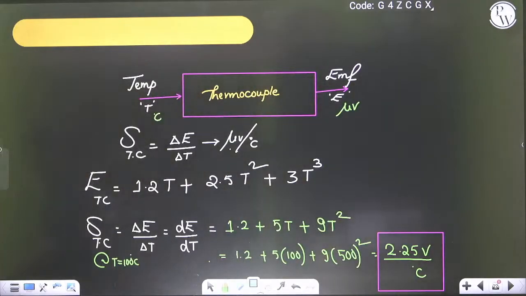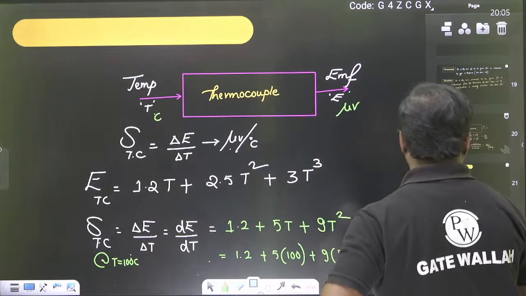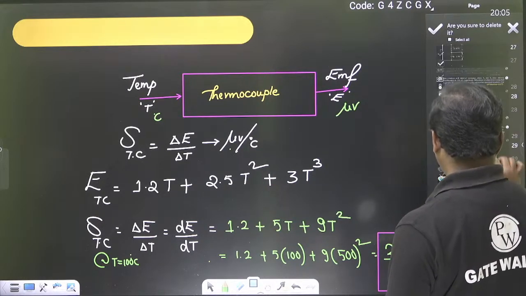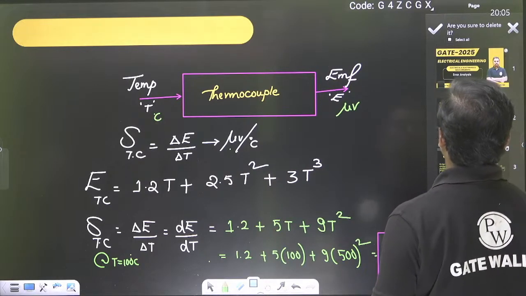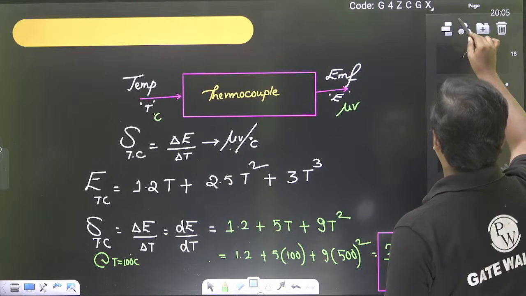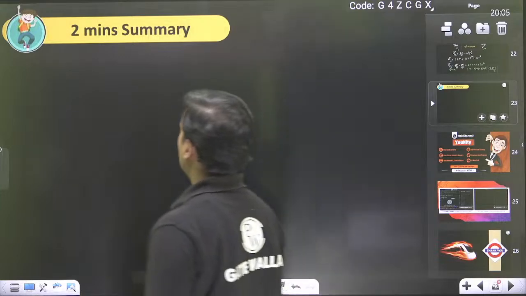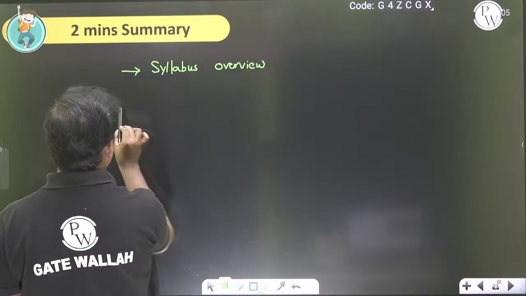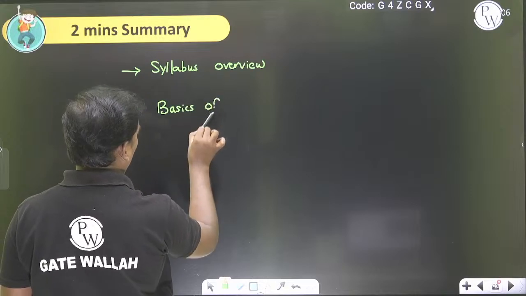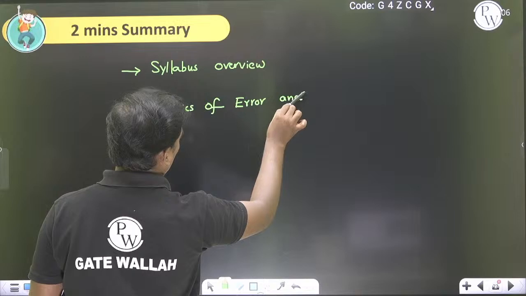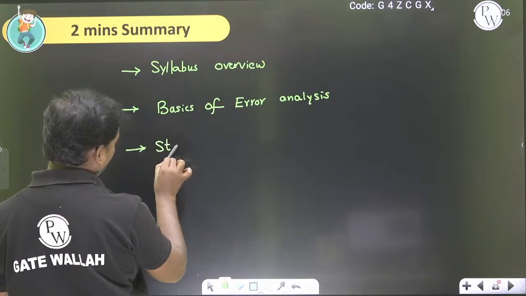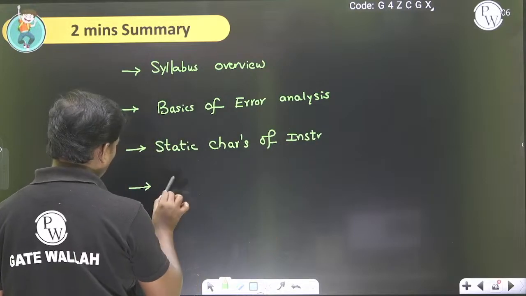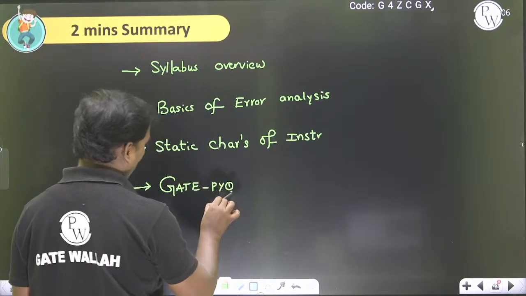I hope all of you understood. If anybody has any doubts, please let me know here. In this entire session we have discussed some beautiful concepts of measurements. These are the topics we have covered: the syllabus overview, basics of error analysis, some of the static characteristics of instruments, and accordingly some GATE PYQs. These are the basics.